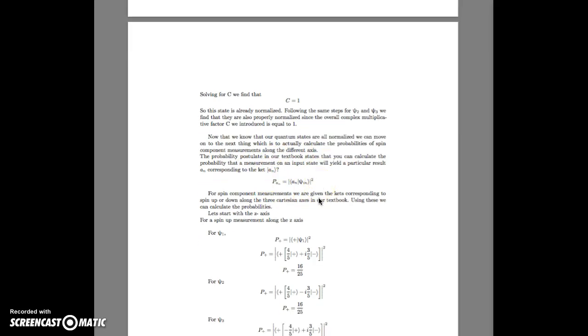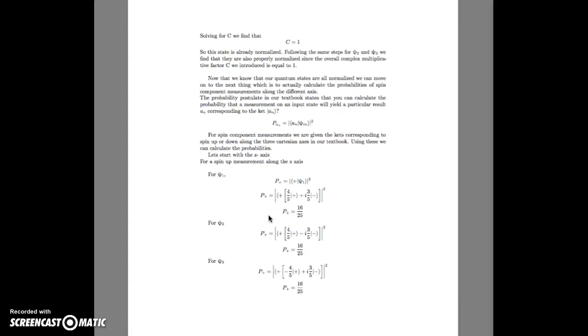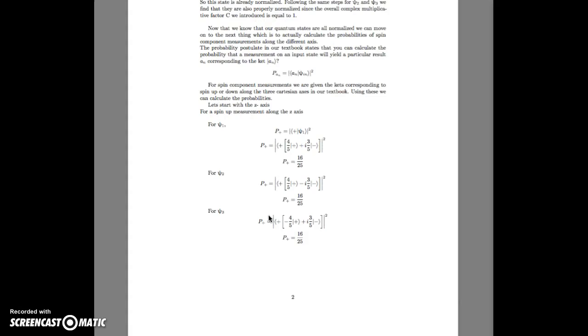For spin component measurements, we are given the kets corresponding to spin up or spin down along the 3 Cartesian axes, and they are given in our textbook. Using these, we can calculate our probabilities. Let's start with the z-axis, since it is the easiest to calculate. For spin up measurement along the z-axis, this is how we set it up. So here is the ket corresponding to a spin up along the z-axis.